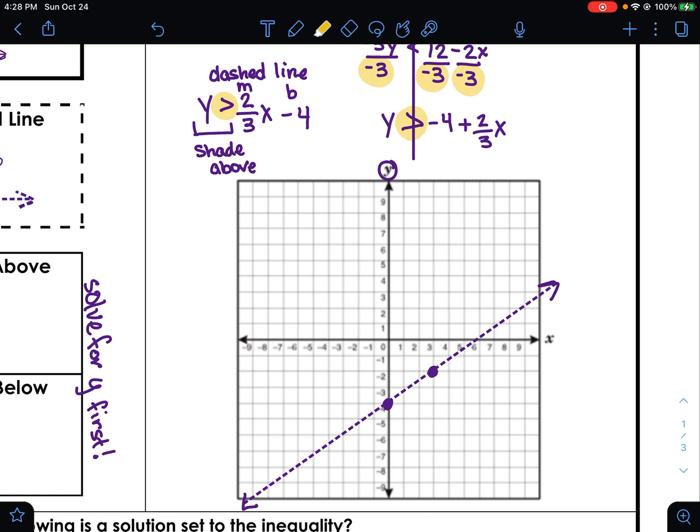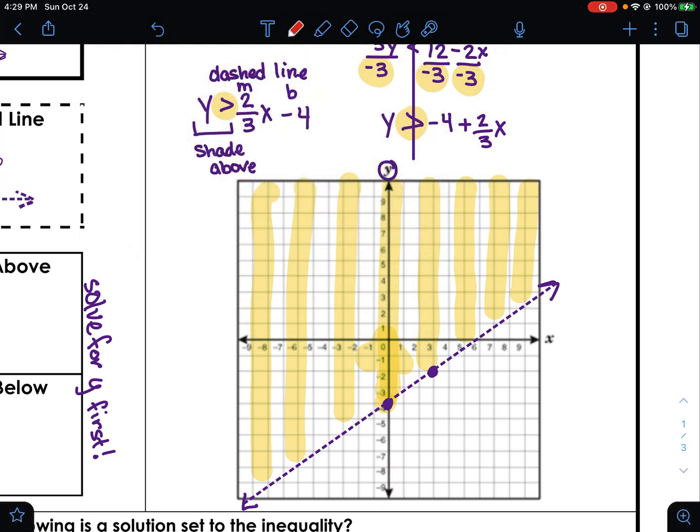Now I'm going to switch over to my highlighter so we can shade. We want to shade above. How we determine that is we put our pencil on the y-intercept and we go up. That means that is the above. Anything below that, if we went down, that would be below. So we're going to shade all of this area right here.